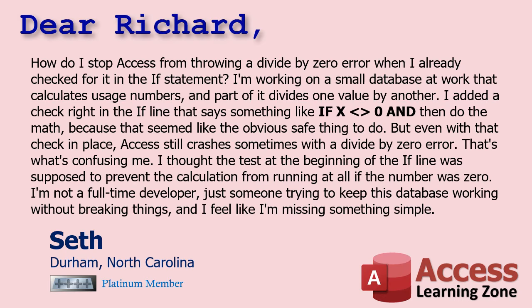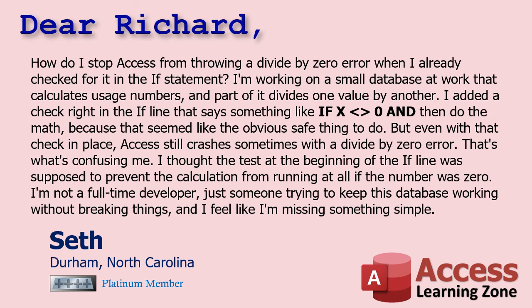I added a check right in the if line that says something like if x is not equal to 0 and then do the math, because that seemed like the obvious safe thing to do. But even with that check in place, Access still crashes sometimes with a divide by zero error. That's what's confusing me. I thought the test at the beginning of the if line was supposed to prevent the calculation from running at all if the number was 0.